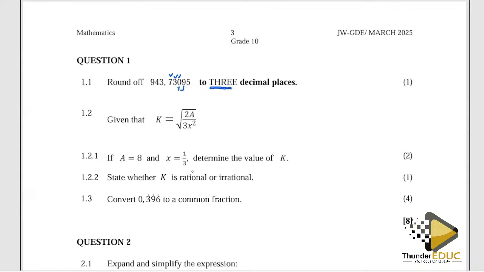Remember, for a 1 to be added, the digits that follow must be between 5 to 9. These ones will add a value of 1. Digits between 0 to 4 do not affect the number within the rounding position. So our answer here is going to be approximately 943,731. Something like that. So 3 decimal places. There we go. Then 1.2.